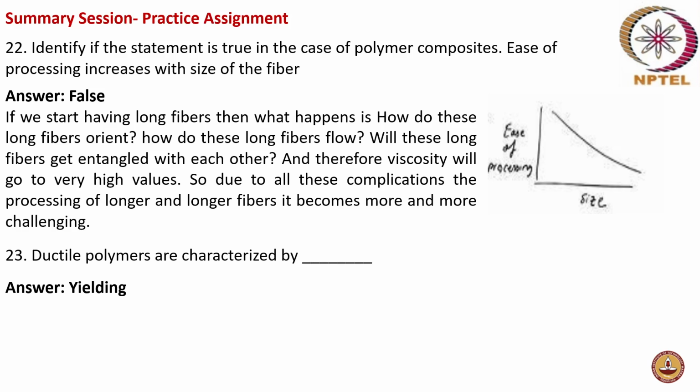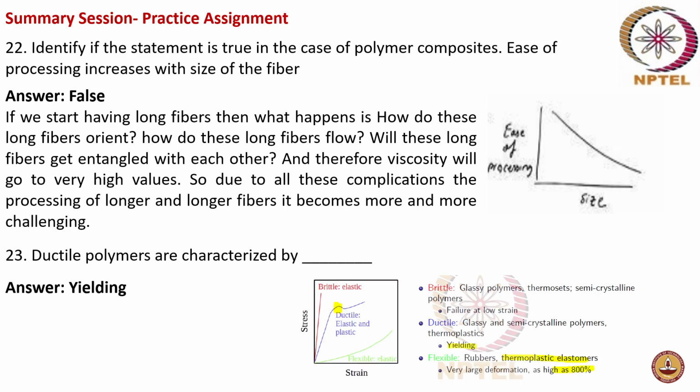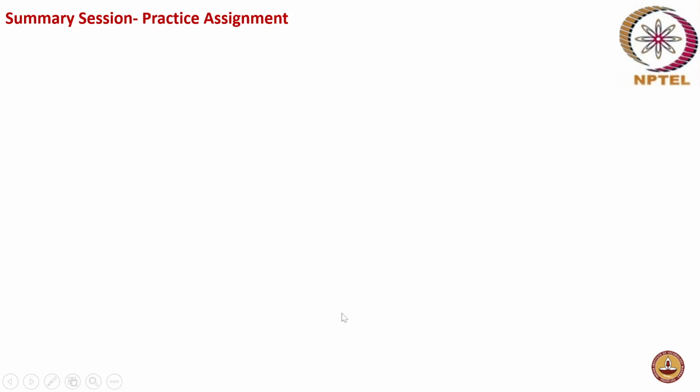Yielding. So the ductile polymers have yielding. Okay, this is the yield point. Yes, both of you are right.